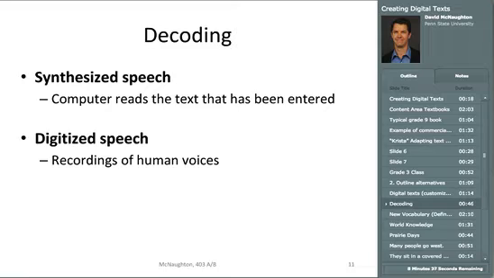So first, with respect to support for decoding, most digital texts allow the use of both synthesized speech and digitized speech. Synthesized speech refers to text that is read aloud in a sense by the computer. So when you hear the weather being read on TV, that's an example of synthesized speech. When you get directions from your global positioning system device in your car, that's an example of synthesized speech. So it's text being read aloud by the computer. There is also the option of digitized speech, which is recording of an actual human voice.